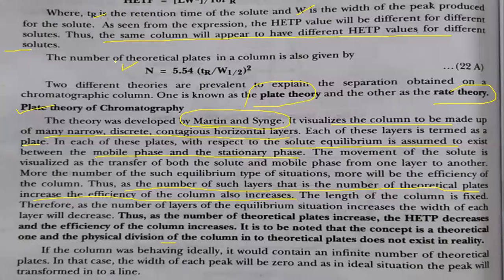Again, the number of theoretical plates can also be given by the formula 5.54 into retention time upon W half, bracket square. Okay, so two different theories explain how the efficiency of the column, or the resolving power of the column, is affected. One is the plate theory and the other is the rate theory.